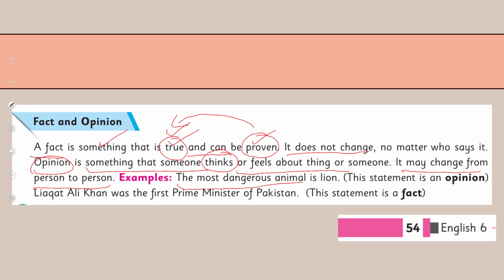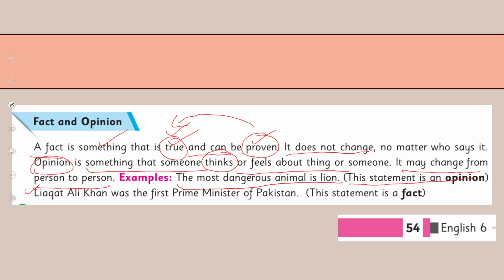The most dangerous animal is the lion. Now, is this an opinion or a fact? This is an opinion. This is what somebody thinks or feels about the animal lion. This statement is an opinion because a snake is also a dangerous animal. There are so many different animals that are either less or more dangerous than the lion. So it means that this cannot be proven. This is just an opinion. This is what somebody thinks or feels.